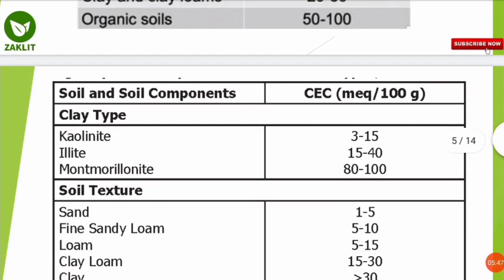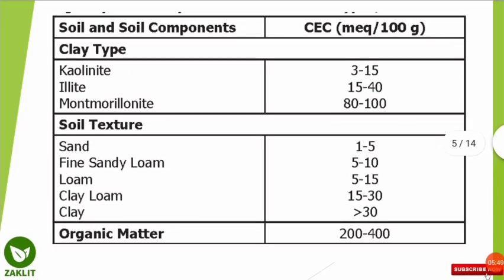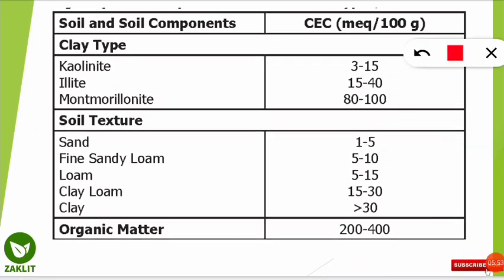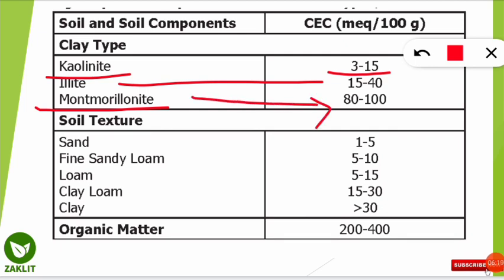Let's move to the next slide. And this is also important. The type of clay soil can be asked in the examination. Kaolinite type of clay soil has the lowest cation exchange capacity of 3 to 15 milliequivalent per 100 gram, followed by illite, that is 15 to 40 milliequivalent per 100 gram. Then the maximum is with montmorillonite, that is the clay type, with 80 to 100 milliequivalent per 100 gram of soil.